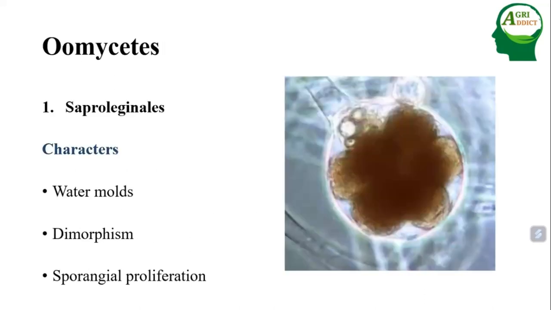The important order in Oomycetes is Saprolegniales, also called water molds. It has two features, dimorphism and sporangial proliferation. Dimorphism means it has both primary and secondary zoospores. Sporangial proliferation means, imagine that this is the zoosporangium and these are the zoospores, having both whiplash and tinsel flagella. Once these zoospores are released, the old zoosporangium will produce a new zoosporangium having all the zoospores in it. This type of proliferation is called sporangial proliferation, and we see it in Saprolegniales.